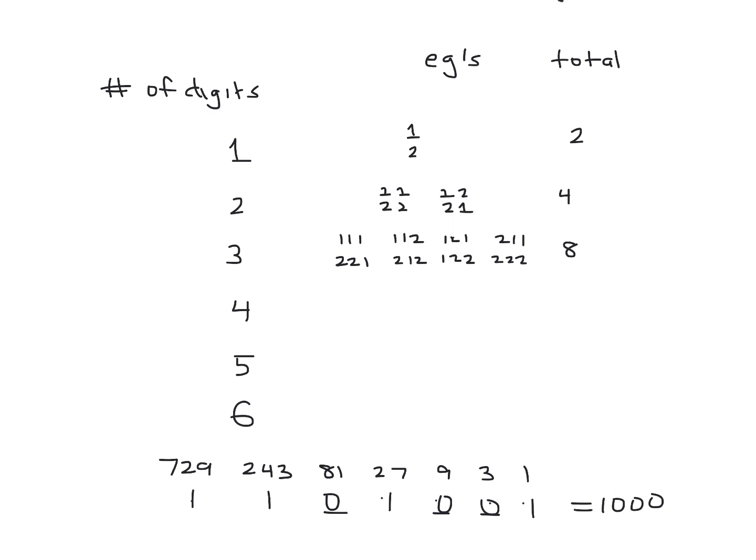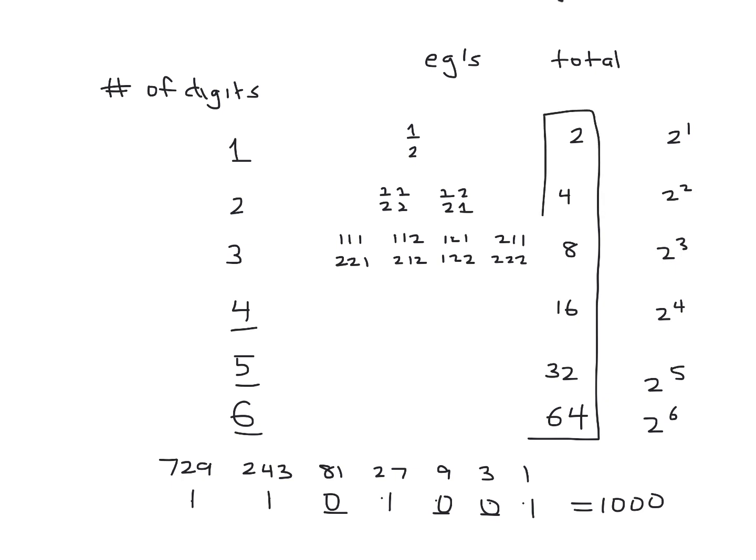What I noticed is this is 2 to the power 1, this is 2 to the power 2, this is 2 to the power 3. So by the same extrapolation, there will be 2 to the power 4 for 4 digits. For 5 digits, there will be 2 to the power 5 possibilities, and for 6 digits, there will be 2 to the power of 6. So this is 16, 32, and 64. So the grand total is the sum of this, which is 126.